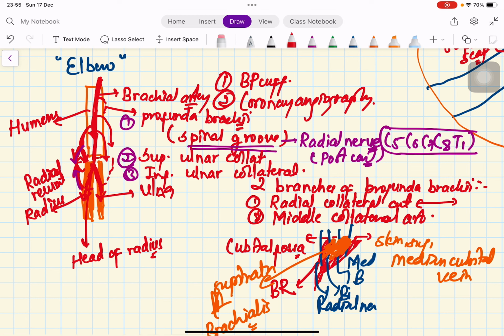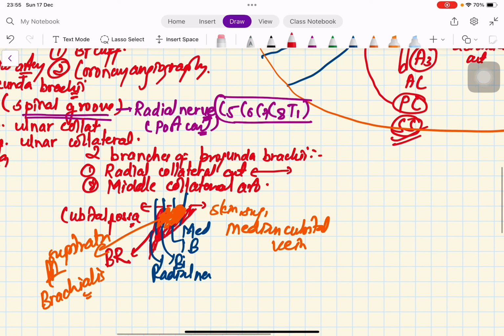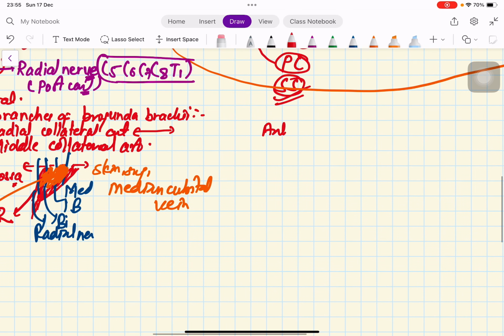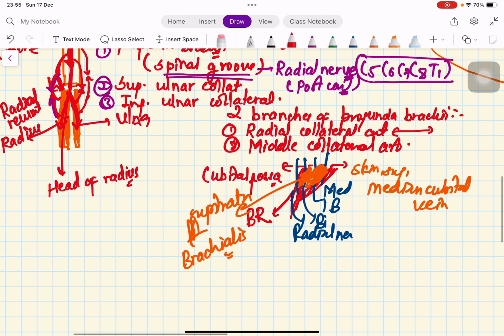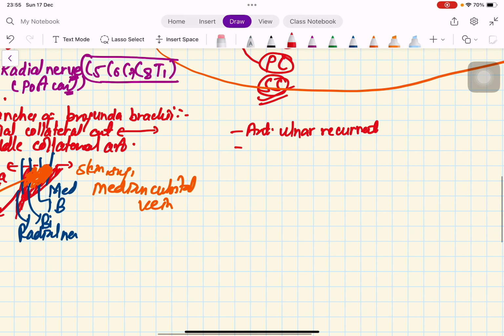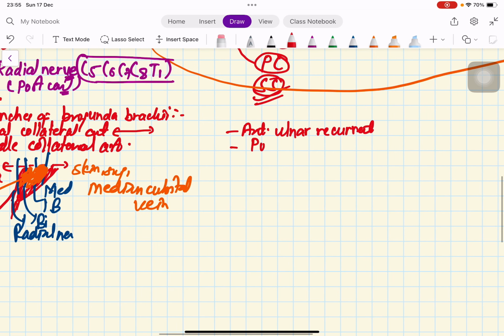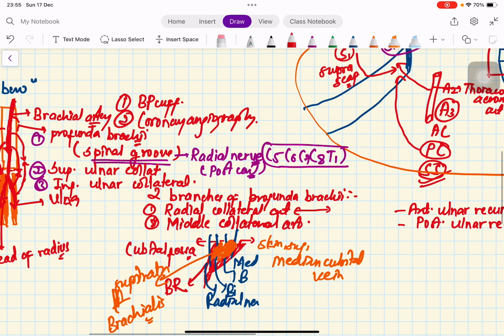Then this ulnar artery will give two branches: one for the superior ulnar collateral and another for the inferior ulnar collateral. The inferior ulnar collateral gives the anterior ulnar recurrent, and the superior ulnar collateral gives the posterior ulnar recurrent. That's the easy part, right?